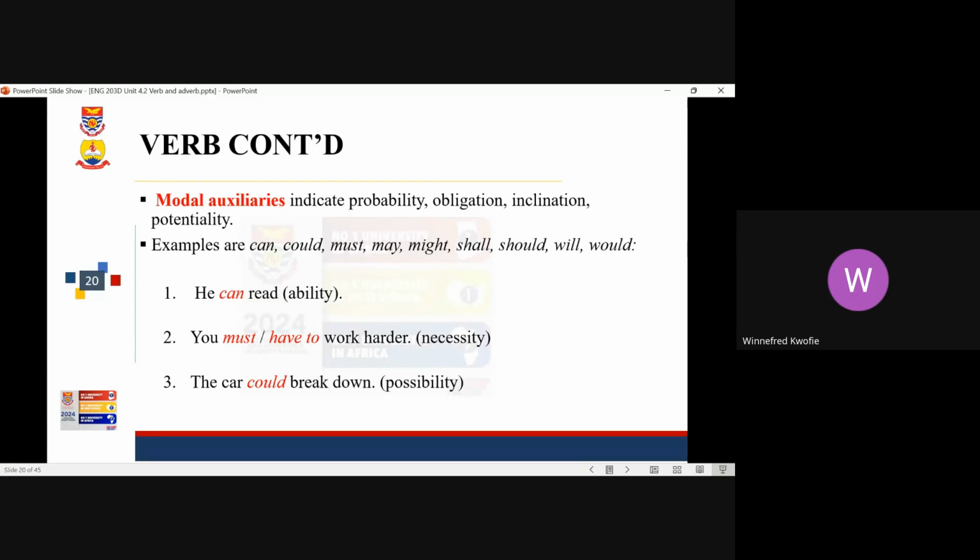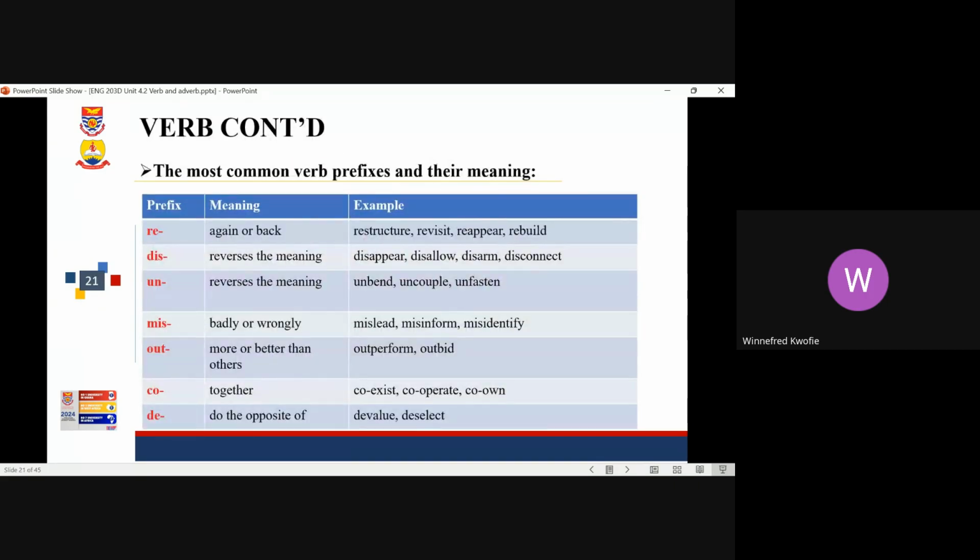You must or have to work harder. It's indicating necessity. You need to do it. The car could break down. It is possible that the car can break down. So there are more. These are some of the conditions that modals can express.